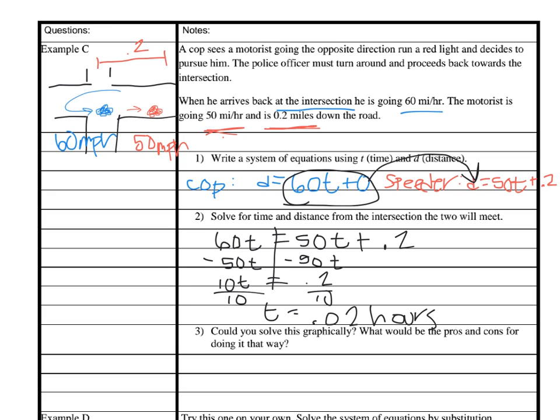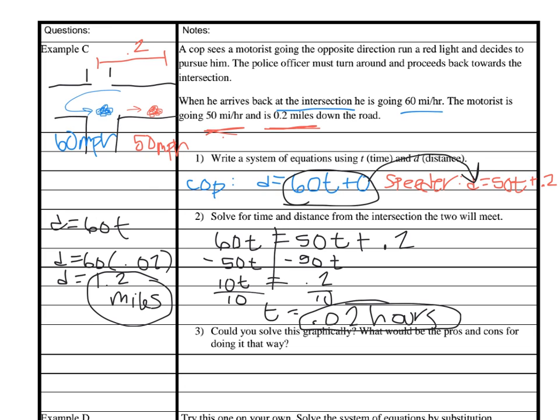To figure out the distance, we're going to plug 0.02 in. So I take one of my equations, I'm just going to go with the first one. d equals 60t. So the distance equals 60 times t, which is 0.02. And if we multiply 60 times 0.02, we get 1.2. And that's miles. So the cop would catch up with the speeder in 1.2 miles, and that would take 0.02 hours.